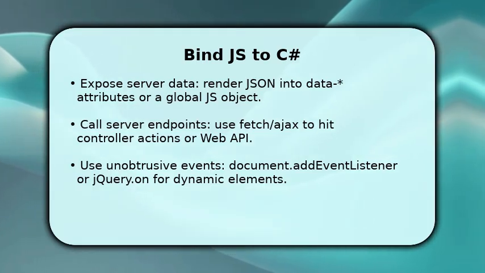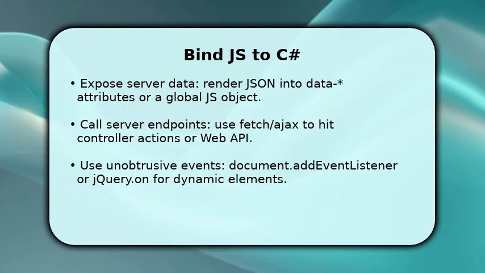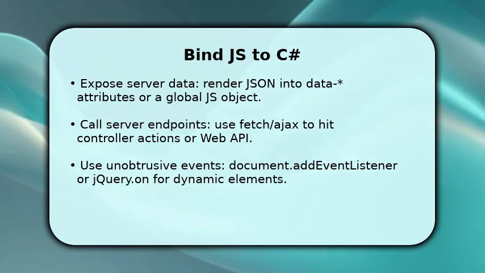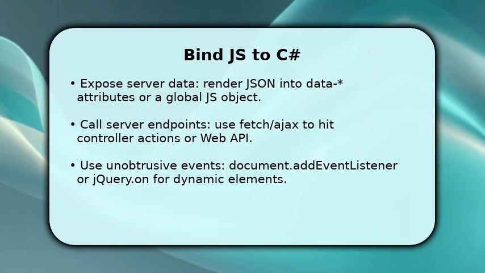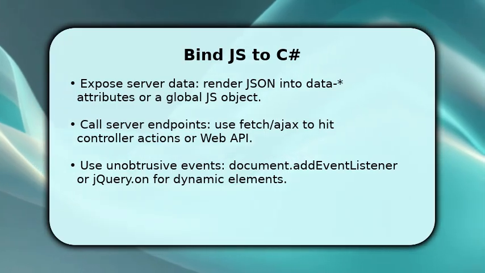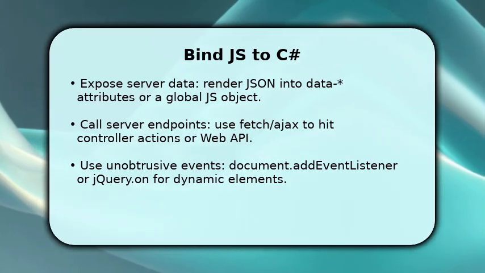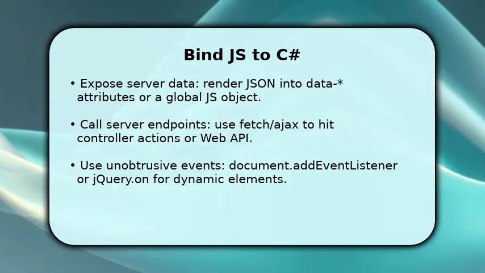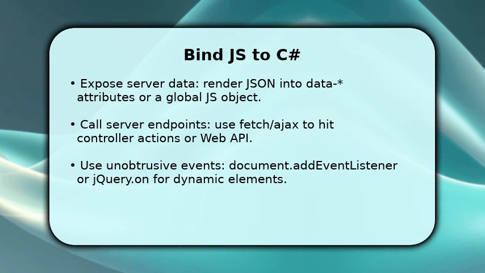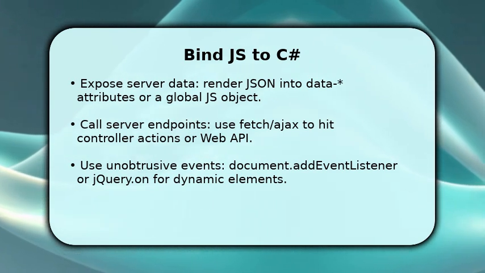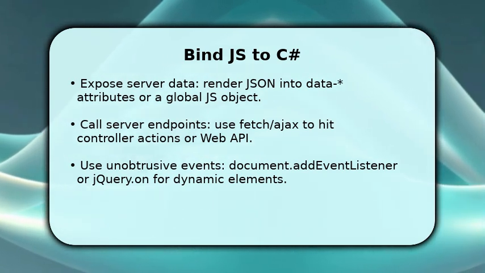Then use fetch or $.ajax to call controller actions or web API endpoints. Include anti-forgery tokens for POST. For UI updates, attach event listeners with addEventListener or delegated handlers so dynamically added elements respond. This keeps concerns separate. Finish by optimizing and verifying the interaction.